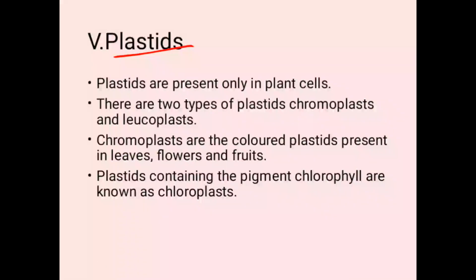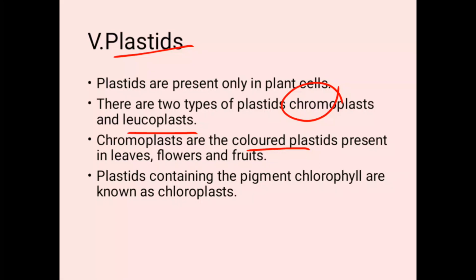Next one is plastids. These plastids are mostly present in plant cells. We have two types of plastids. One is chromoplast, the second one is leucoplast. Chromo refers to colored plastids. Mostly we can see in leaves, flowers, fruits, these are colored ones. Next plastid, that is leucoplast. Leucoplast refers to colorless.